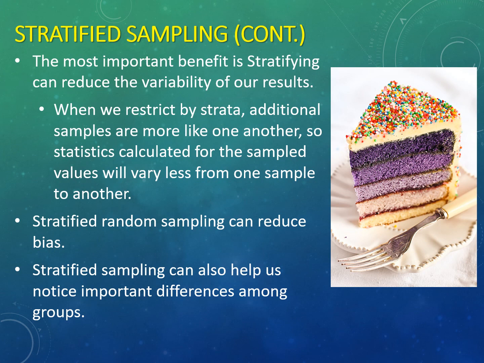So that's our cake, stratified sampling. We have randomness within each layer. Each layer is randomly chosen from, but you get something from every single layer.